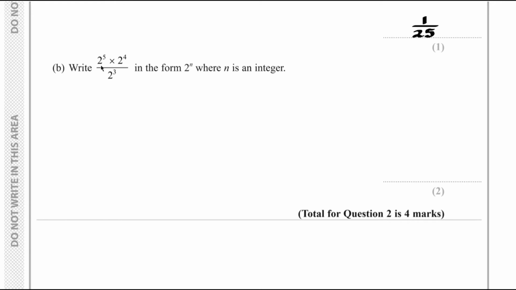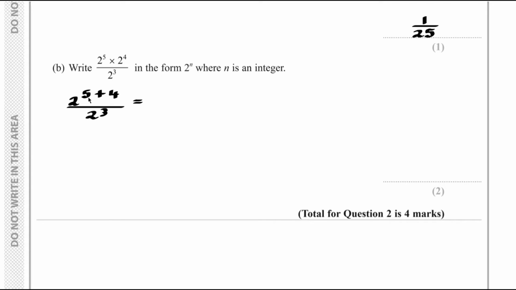Part B, write 2 to the power of 5 multiplied by 2 to the power of 4, all over 2 to the power of 3, in the form 2 to the power of n, where n is an integer. To work this out, we need to recognize that on the numerator we have the same base of 2, we are multiplying, so we add the powers. So we have 2 to the power of 5 plus 4 for the numerator, and the denominator remains the same as 2 to the power of 3.